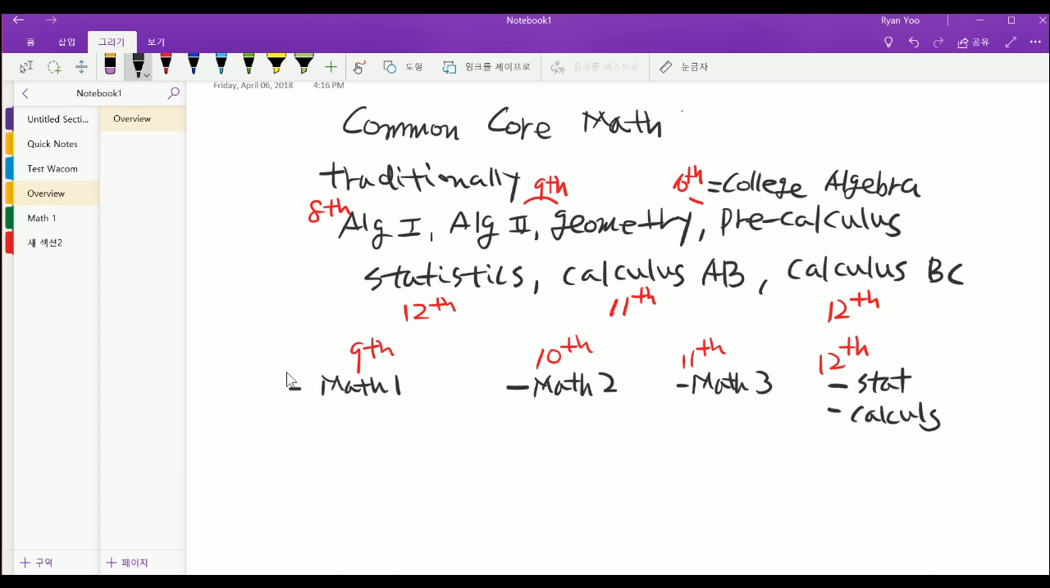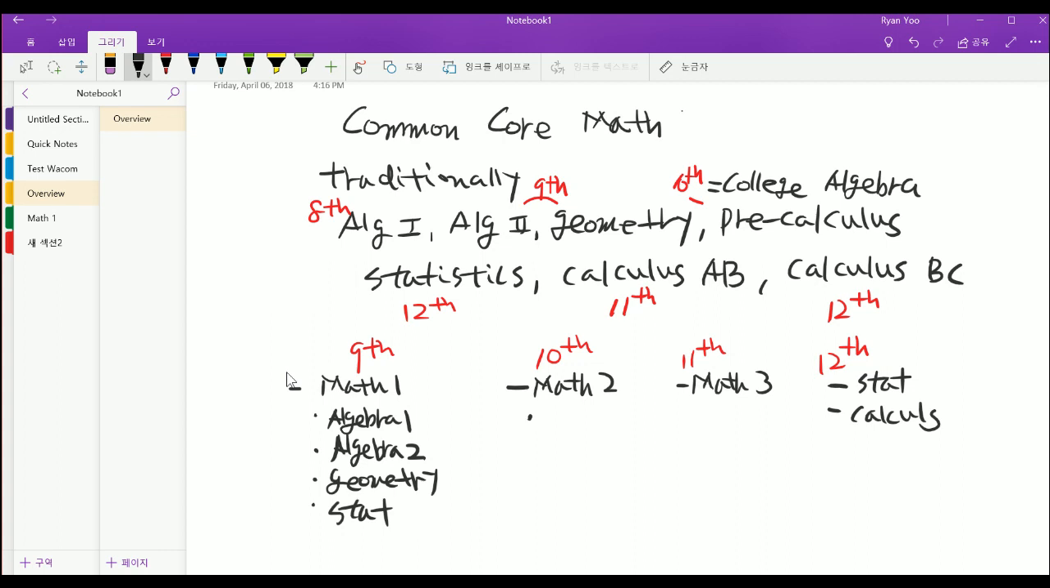The reason is this. In Math 1, they cover a little bit of Algebra 1, a little bit of Algebra 2, geometry, and finally stat. So in Math 1, they review Algebra 1 and cover somewhat of Algebra 2, Geometry, and Stat.